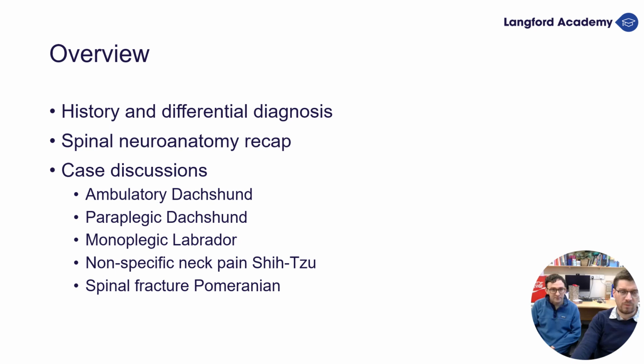So just as an overview of what we're going to cover today, we're going to have a chat through the history and differential diagnoses, some revision on spinal neuroanatomy, and then a chat through a few cases of the most common neurological emergencies. We're going to start off with an ambulatory dachshund that progresses to paraplegia. We'll talk about a monoplegic Labrador, a Shih Tzu with non-specific neck pain, and then delve into a discussion on how to manage a spinal fracture.